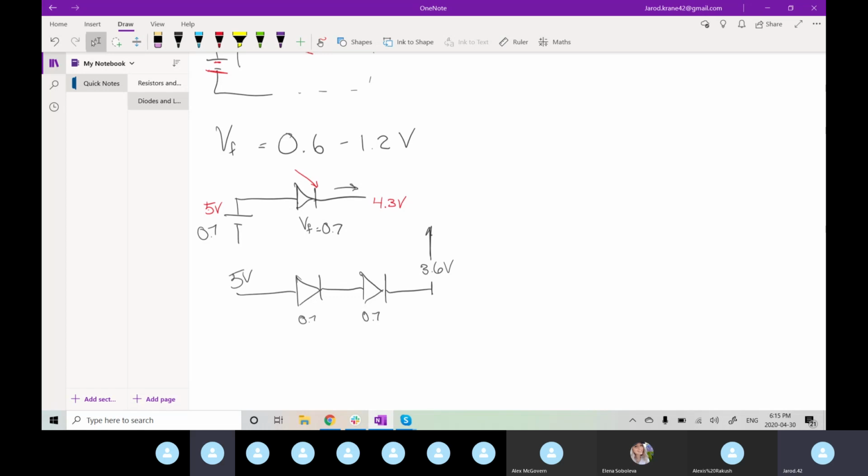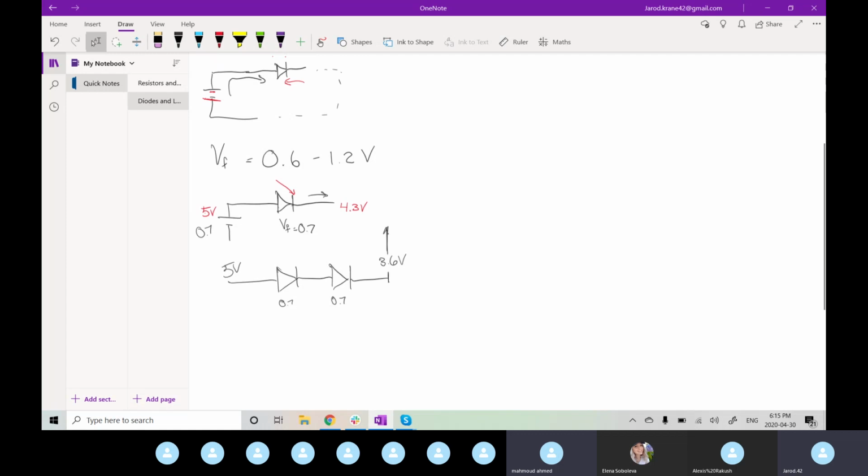I have a question. Yes. Is there any reason you would use the diodes in this case instead of a resistor? No, not really.